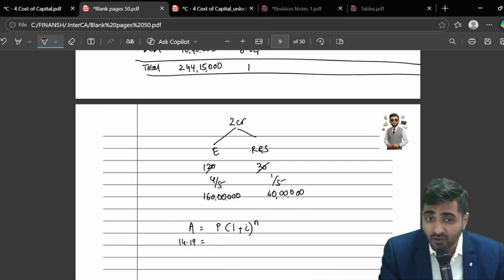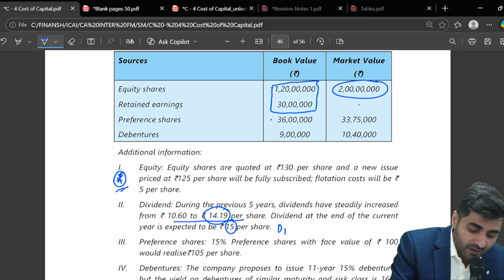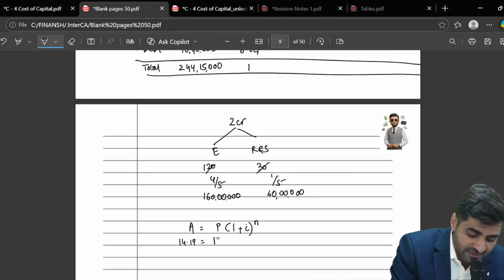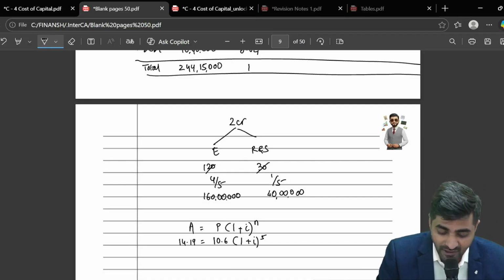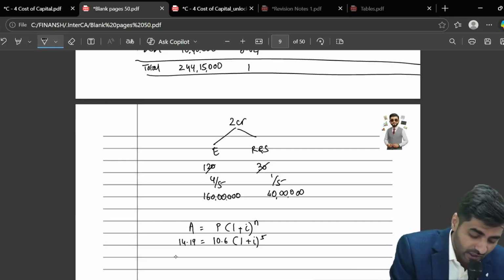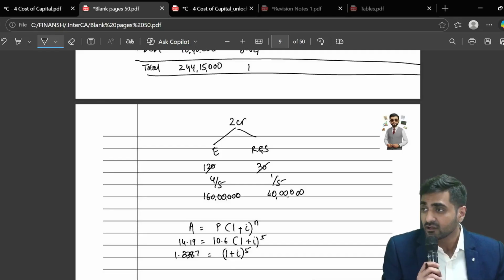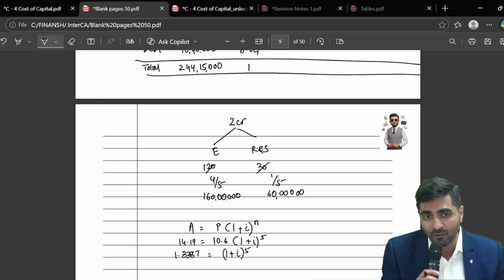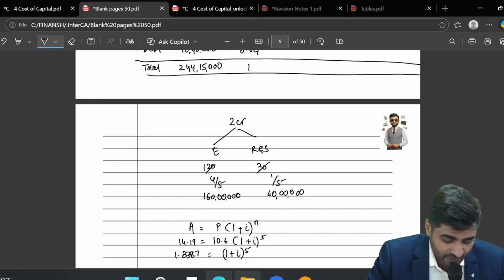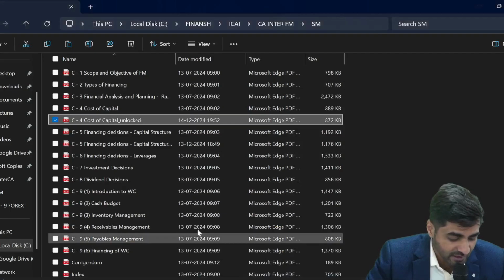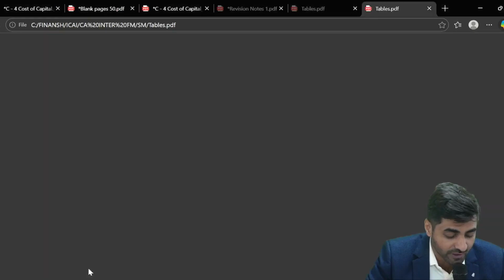14.19. Now what is going to be your principal? Your principal is going to be 10.6 into (1 plus i) raised to the power 5. So you take 14.19 and divide that by 10.6. What is the answer you're going to get? 1.3387 is (1 plus i) raised to the power 5. Now we have to calculate the fifth root, but it is not possible on a normal calculator. But my dear students, can we do this with the help of the table? Yes. We can definitely take the help of a table to calculate it.